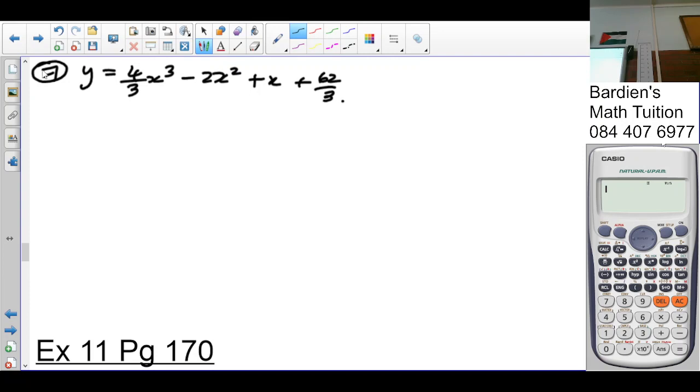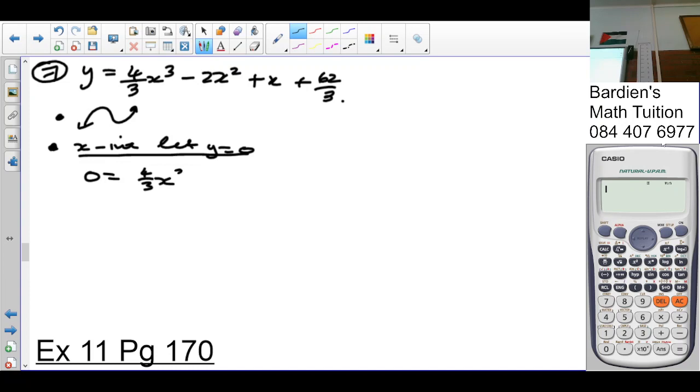So when we start, they ask you to sketch this graph. We start off with the shape of this graph. This is positive, so the graph goes up then down, not so? Secondly, x-intercept. What do you do for x-intercept? Let y equal to 0. So 0 is equal to 4 over 3 x cubed minus 2x squared plus x plus 62 over 3.